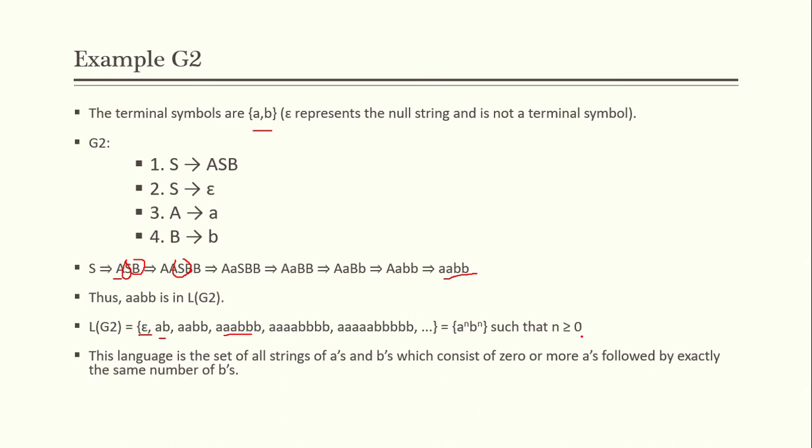When n is equal to 0, this is where you get epsilon. When n is equal to 1, that is where you get ab. When n is equal to 2, that is where you get aabb. This is the language accepted. The language can also be written in the form of a sentence like this: this language is the set of all strings of a's and b's which consist of 0 or more a's followed by exactly the same number of b's. That is another way to represent your language.